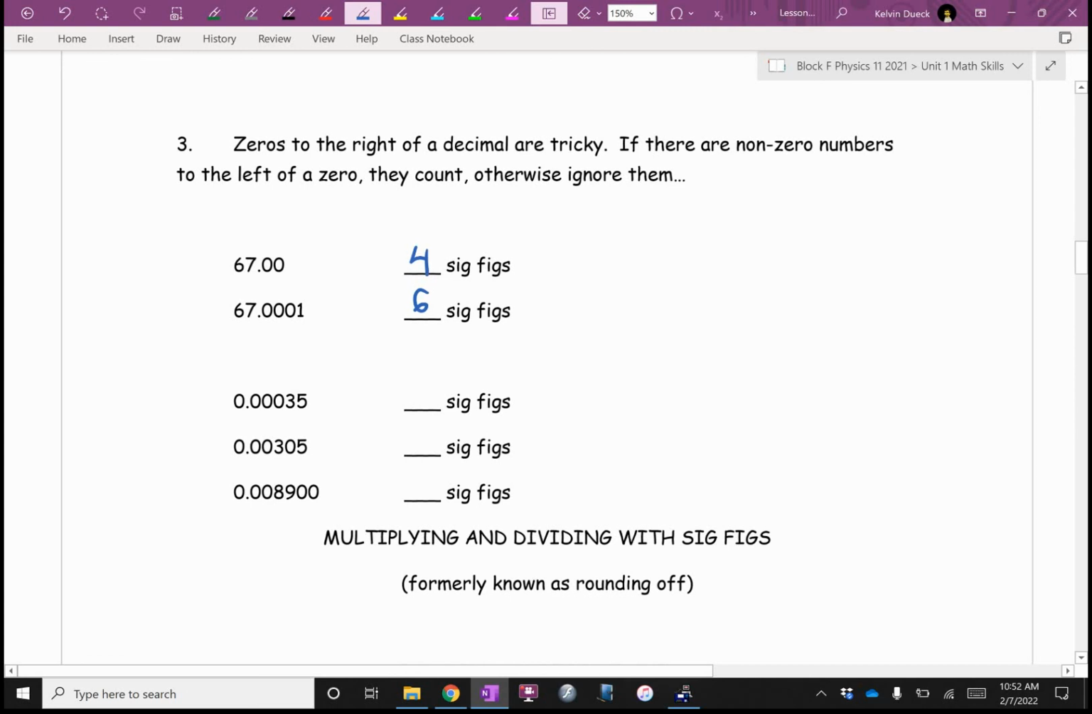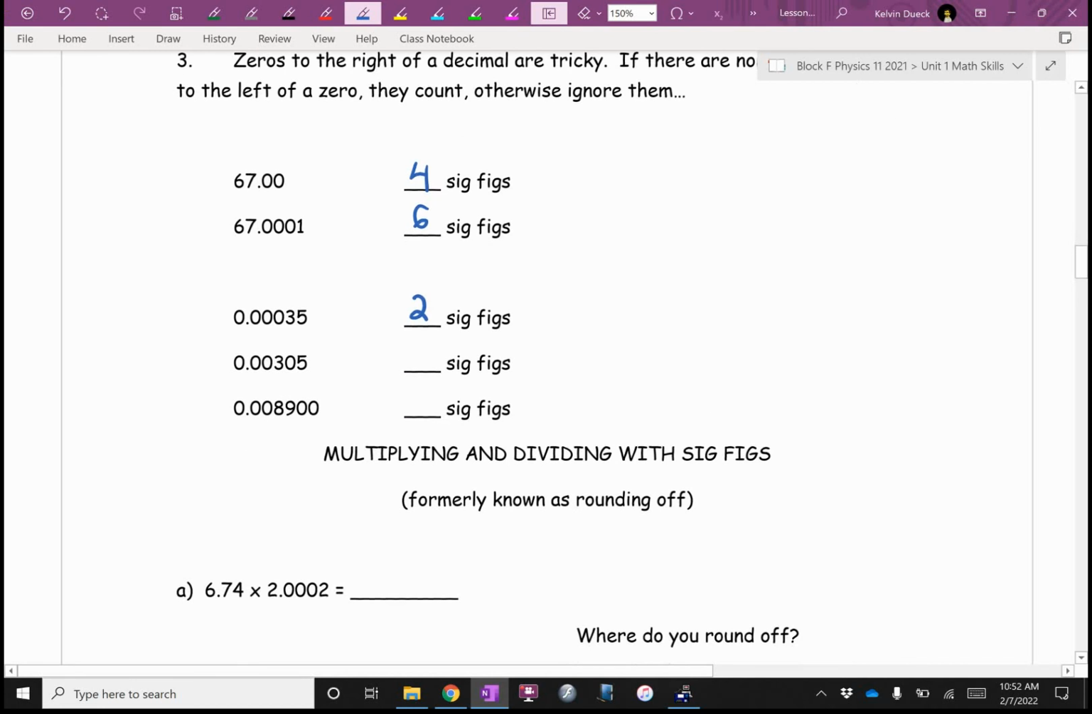0.00035. How many sig figs? 2. How many sig figs? 3. And how many sig figs? 4. See what I mean by it's easier just to spot the pattern than to try and give you an English rule? Just do a bunch of them.